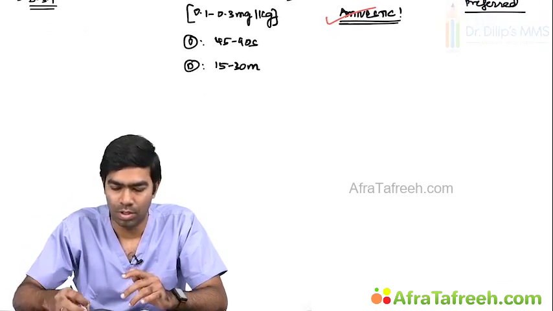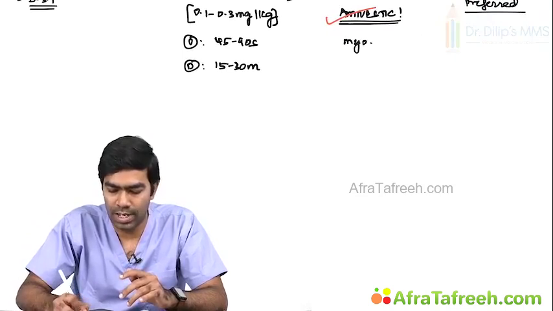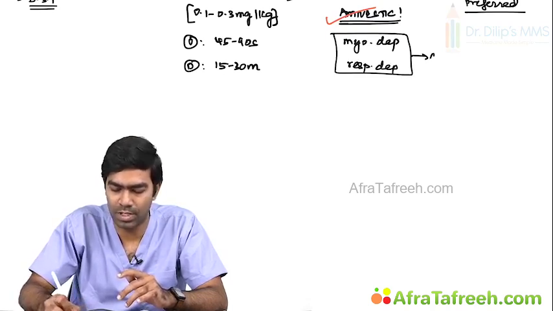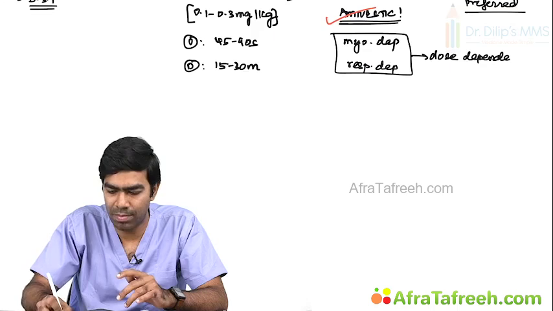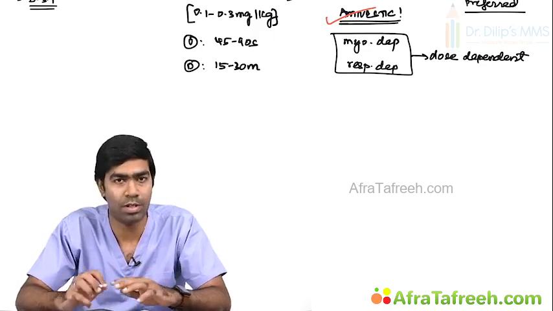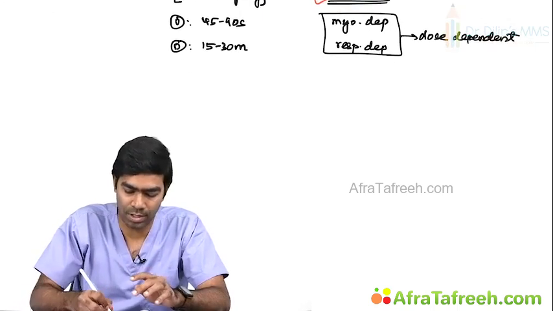Cool. But the one real danger is they can produce myocardial depression and they can also produce respiratory depression, both of which are dose dependent, which means they can produce hemodynamic instability and they can produce bradypnea and a further fall in saturation as well. So you have to be very careful about that. So these are some of the properties of midazolam as an RSI drug.